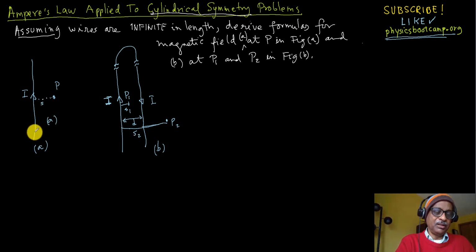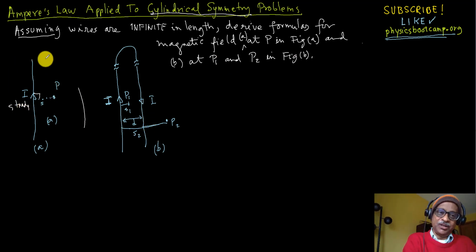You have an infinitely long wire which carries a steady current I, and we want to find the magnetic field at a point P, which is a distance S away from the wire when you measure perpendicular from the wire. And then there is this second problem, which is an application of what you find over here, and superposition using two wires.